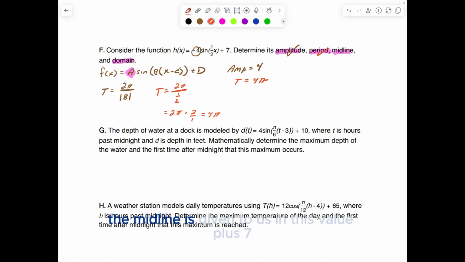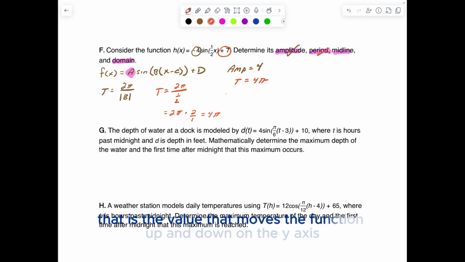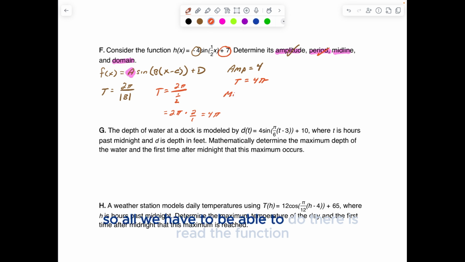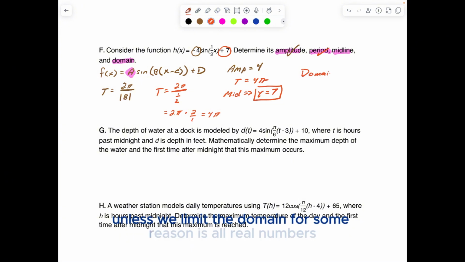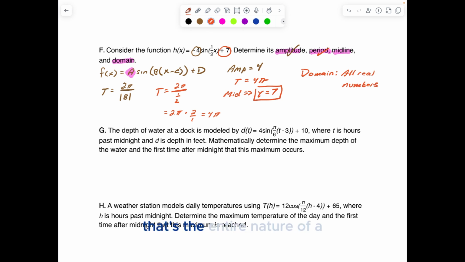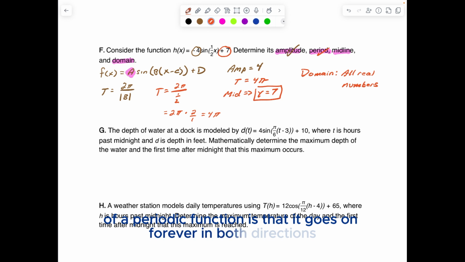The midline is given to us in this value, +7. That is the value that moves the function up and down on the y-axis. So all we have to do there is read the function. That is the midline, y equals 7. And the domain of all sine functions, unless we limit the domain for some reason, is all real numbers. That's the entire nature of a periodic function, that it goes on forever in both directions.